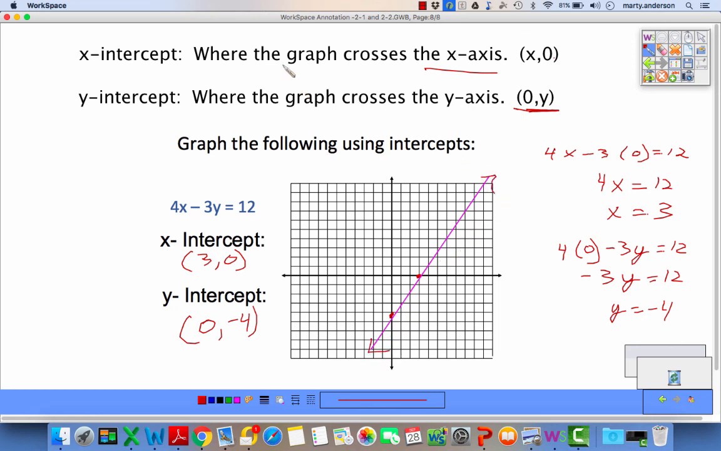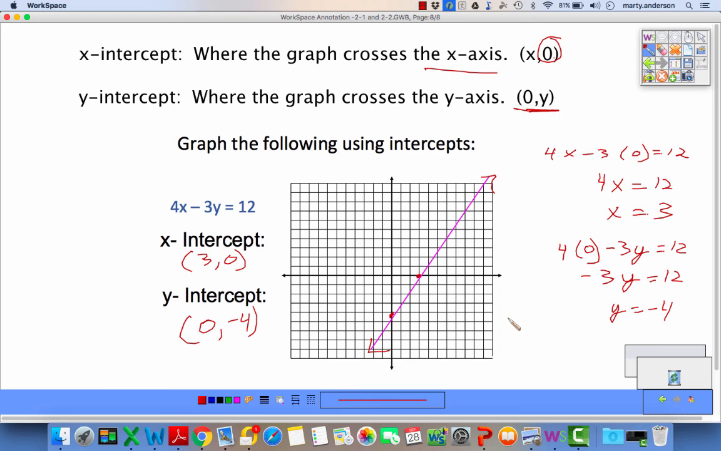So when they ask you to graph using the intercepts, x-intercept, that's going to be on the x-axis, which means I'm not going up and down. That means you're going to have a y value of 0. And then y-intercept means I'm not going left and right. You're going to have an x value of 0. Makes it very easy to solve the equations when you do it like that.